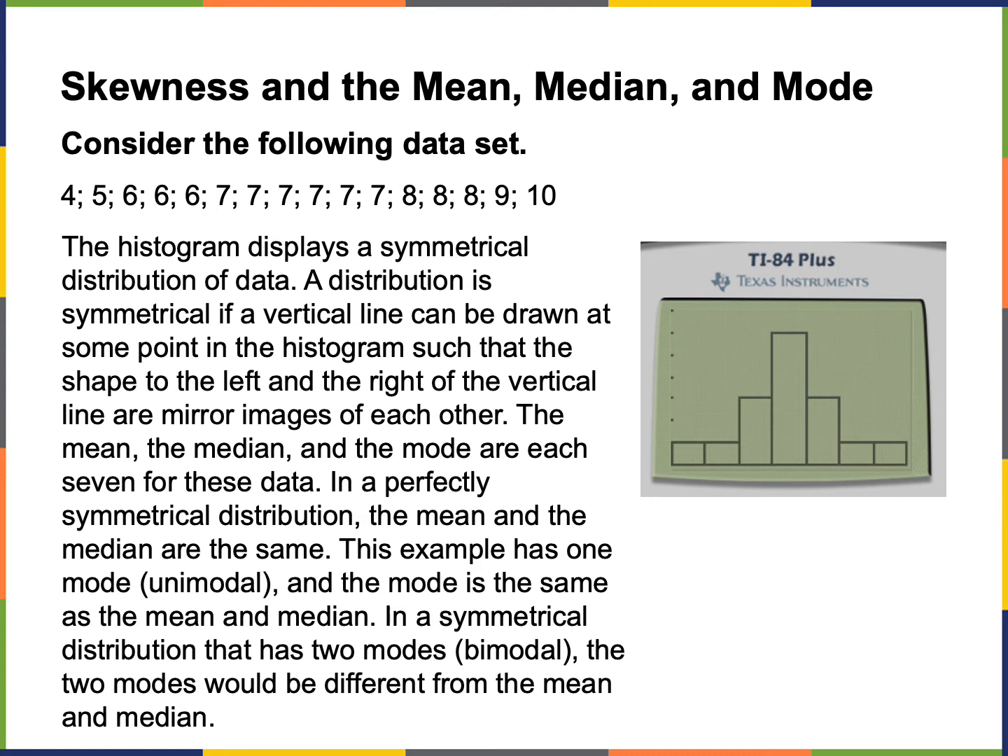In this case, the mean and the median and the mode are all 7. So when you have something that's perfectly symmetrical, the mean and the median are the same. Now this example has one mode, and so it's considered unimodal, and that mode is the same as the mean and the median. Now if you have a symmetrical distribution with two modes, bimodal, then that would be different from the mean and the median.